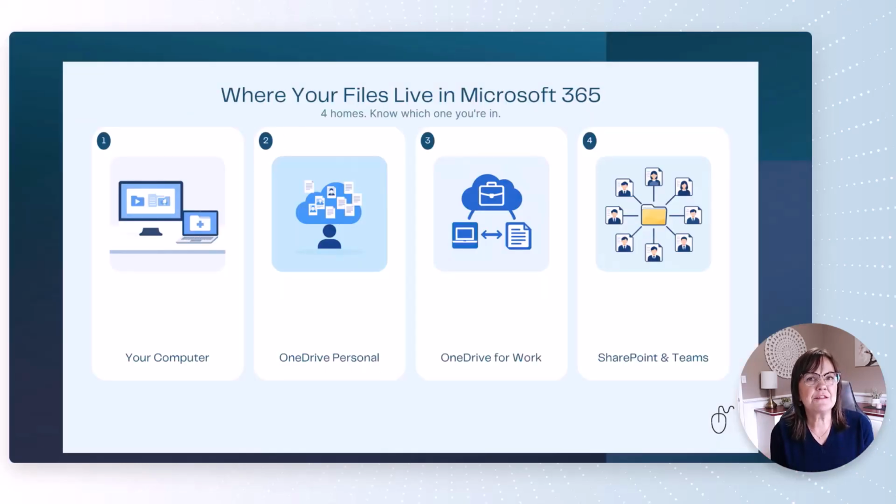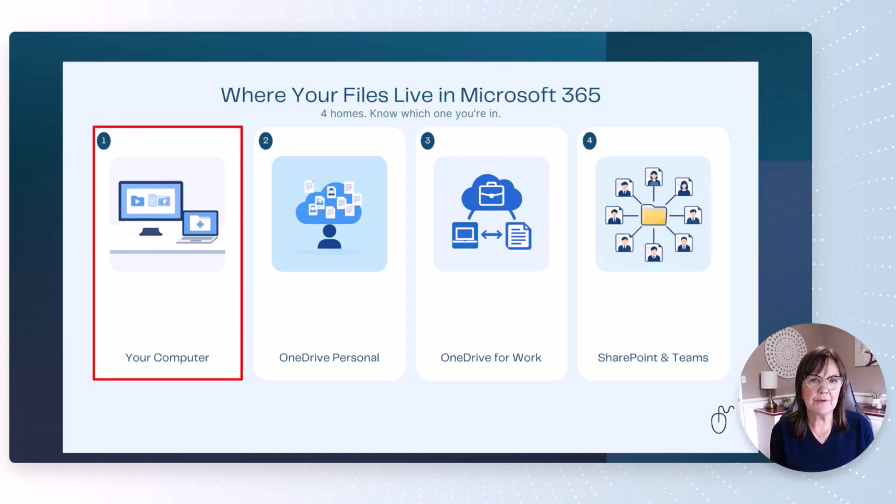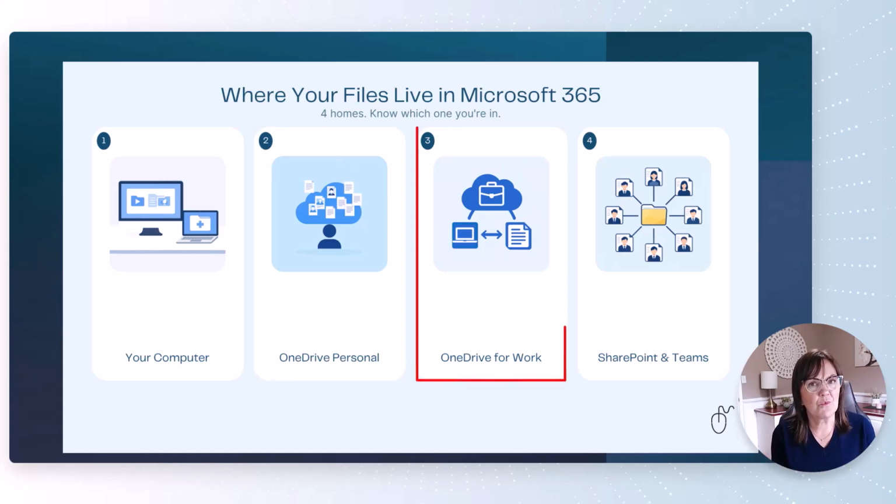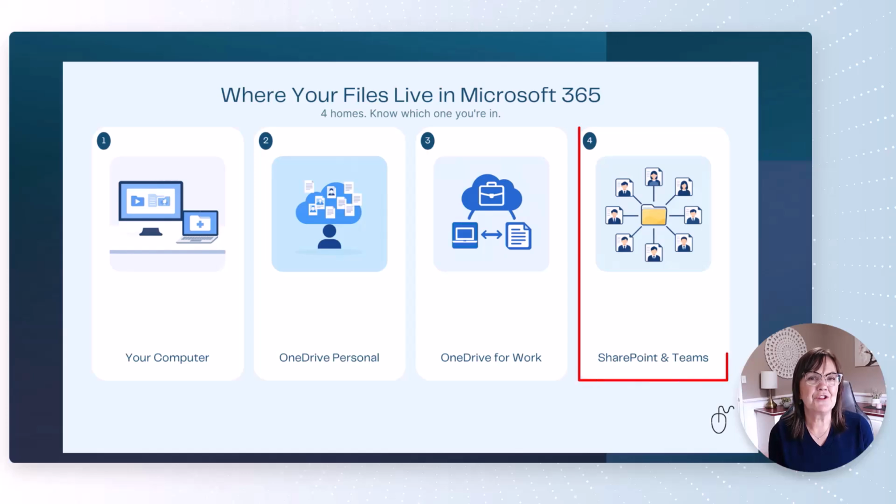In Microsoft 365, your files could have one of four homes. First one being on your computer or desktop, your laptop, in My Documents, Downloads, those kind of file folders. Maybe even a network drive if your organization still has one. The second one is OneDrive for personal. If you have a personal account with Microsoft, you can have a OneDrive there. And then there's OneDrive for work and Teams and SharePoint for work.